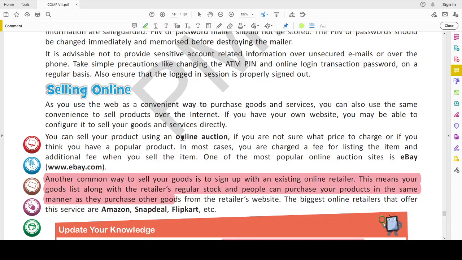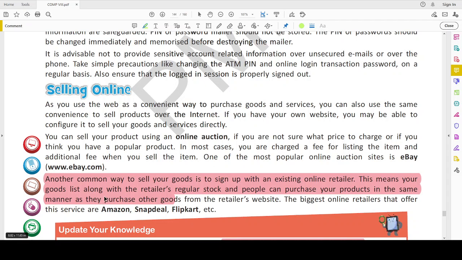Online auction is a different kind of sale. You have seen it, for example, when you are selling your old cycle. That is a customer to customer, C2C transaction. So you can use the online auction to sell your old items.